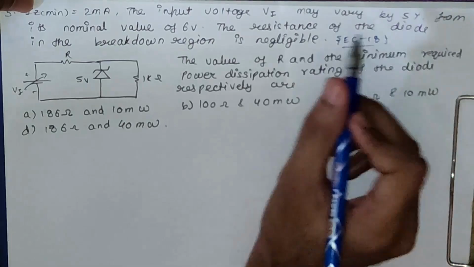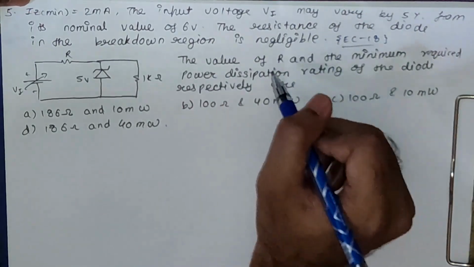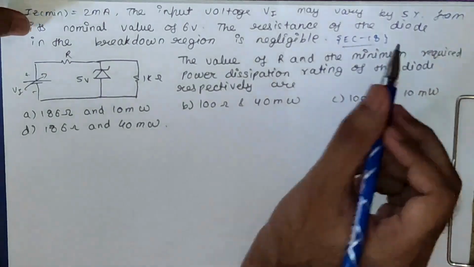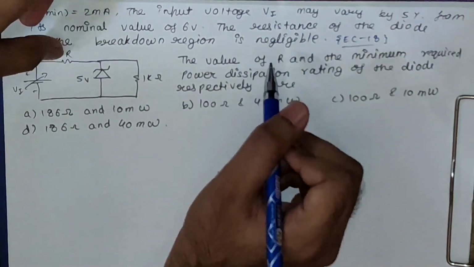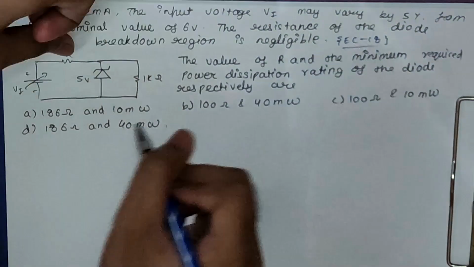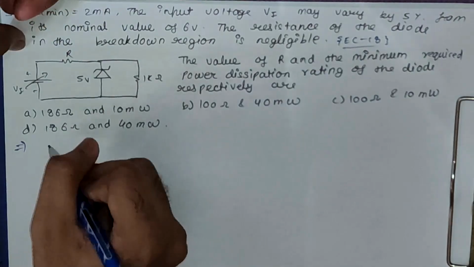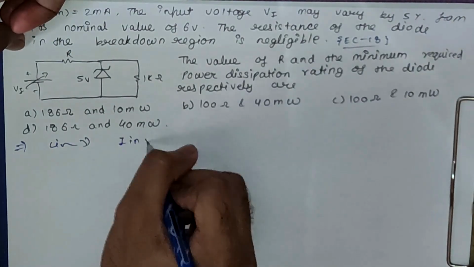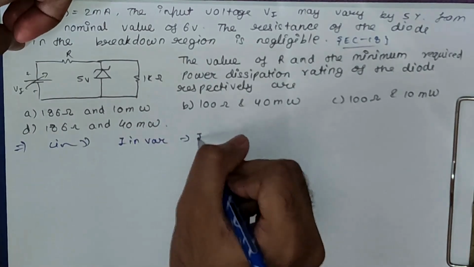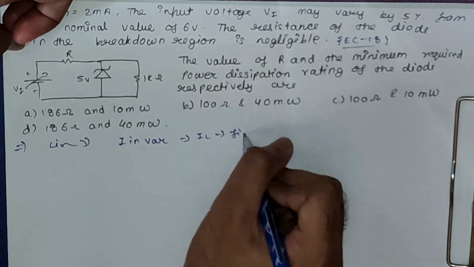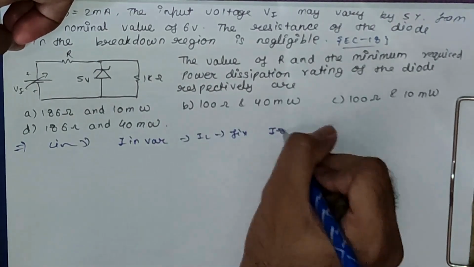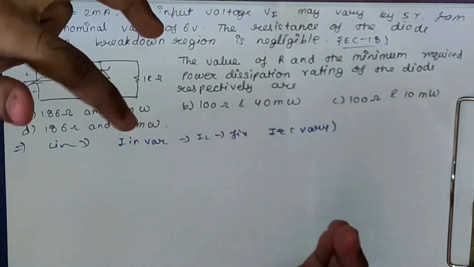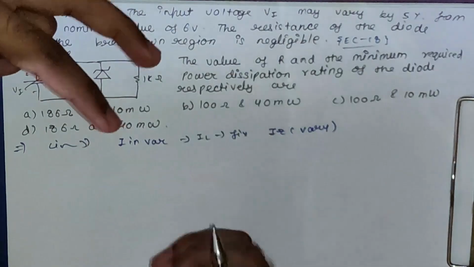The resistance of the diode in the breakdown region is negligible. We have to find the value of R and the minimum required power dissipation rating of the diode. We know it is a line regulation problem. It means that I in is varying, IL is fixed, so IZ should vary. Now the question comes, which equation should we follow? Should we follow I in minimum or I in maximum?